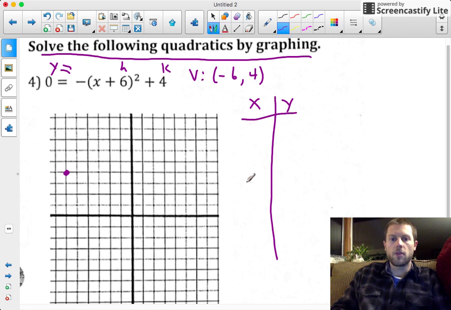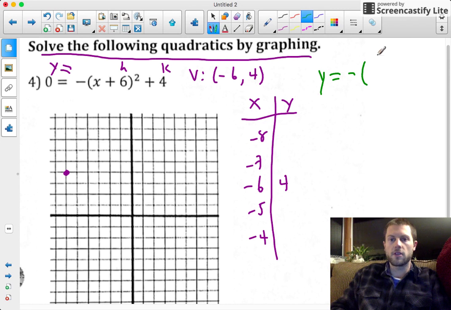At this point, I'm ready to make a table and figure out what the rest of my values are. Let's put the vertex in the middle, negative 6, 4. Let's get a couple points to the left and a couple points to the right. From here, I'm going to be plugging in x values and evaluating to find my y. So let's do that. Let's start with negative 8.